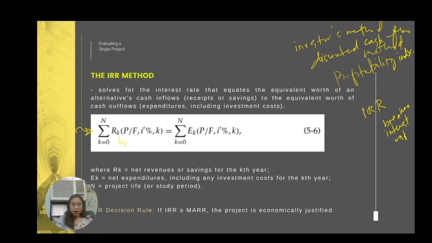So we have an IRR decision rule, which is IRR is greater than or equal to MAR. Para makaingon ka so that you can conclude sa imong computations that the project is economically justified. So greater than or equal sa MAR. Okay.